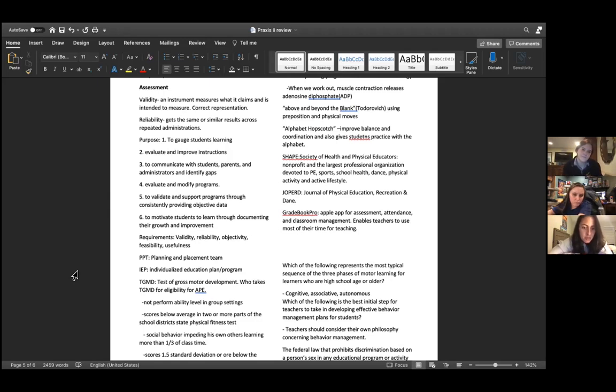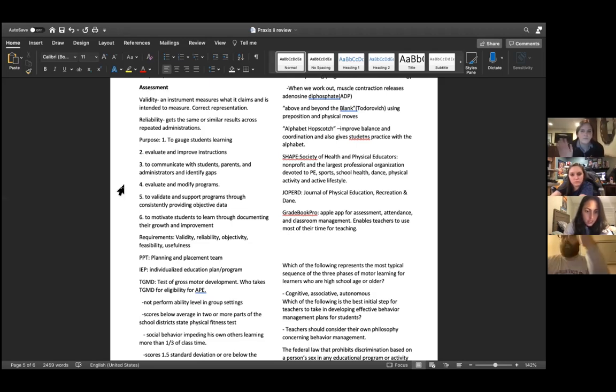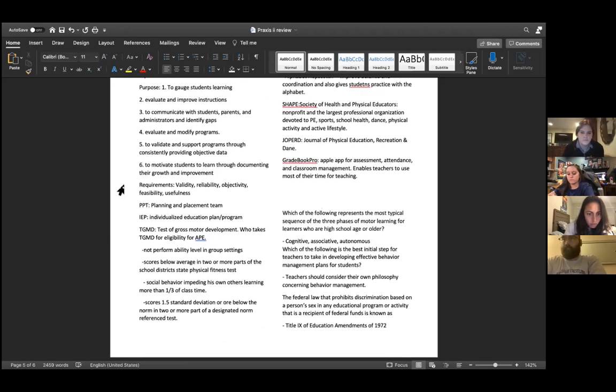PPT is planning and placement team. IEP, individualized education plan/program. TGMD, test of gross motor development, who takes TGMD for eligibility for APE: those who do not perform at ability level in group settings; scores below average in 2 or more parts of the school district's state physical fitness tests; social behavior impeding his own or others' learning more than 1/3 of class time; scores 1.5 standard deviations or more below the norm in 2 or more parts of a designated norm reference test.